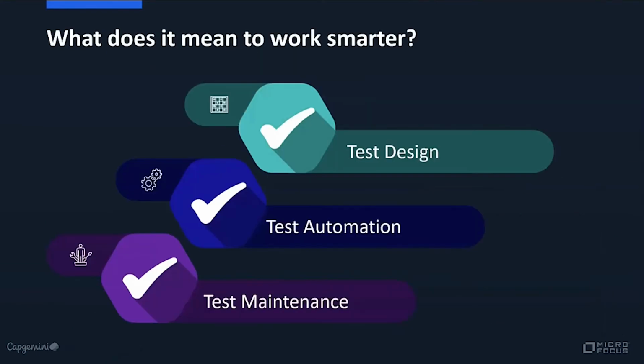Now let's talk about what it means to work smarter in our space, that is, in the automation space. We need to be smarter with the way we design the test cases, and we need to be smarter with the way we do the overall test automation and execution. It also means that we need to be smarter with the way we do test maintenance, as otherwise we will not be able to support the increasing business demand.